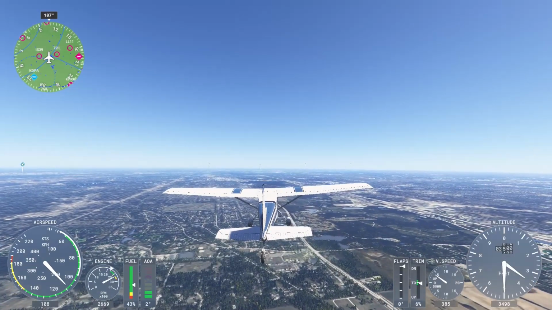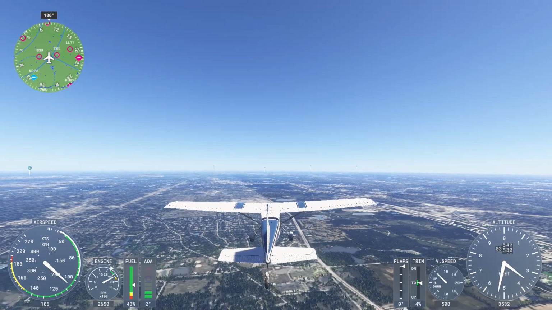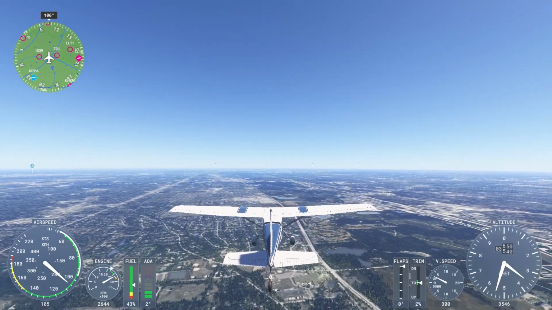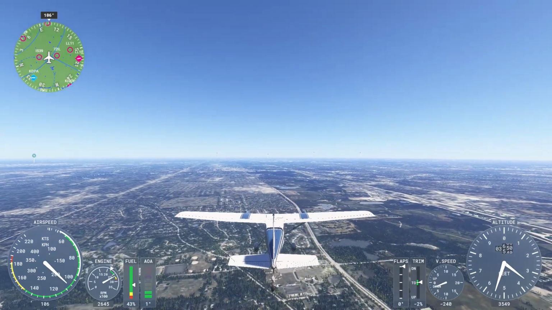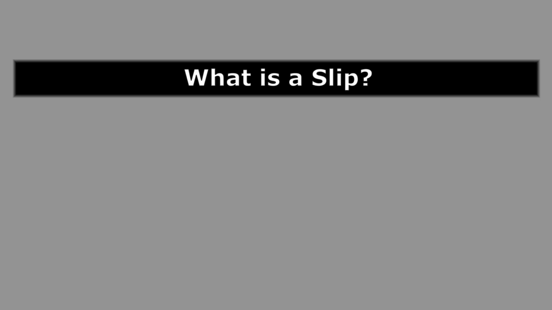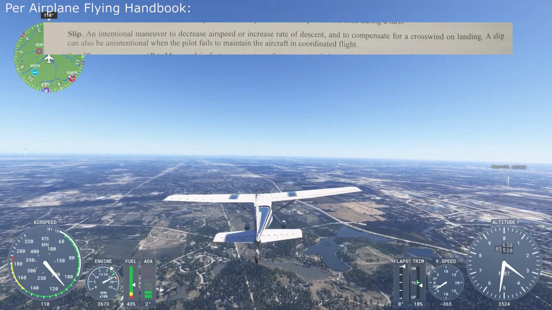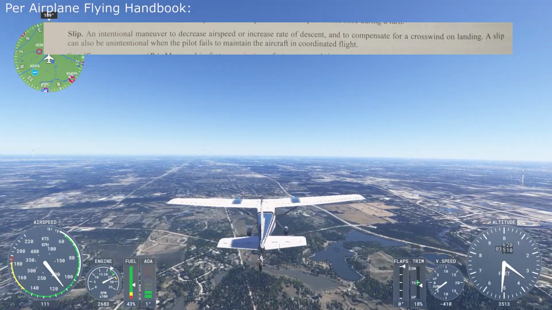Uncoordinated flight is the opposite of coordinated flight, where the nose and tail are not moving on the same path. There are two types of uncoordinated flight, which are slips and skids. A slip can either be intentional or unintentional. When done on purpose, it's used to reduce airspeed and increase rate of descent.